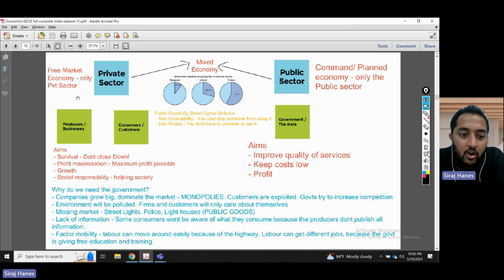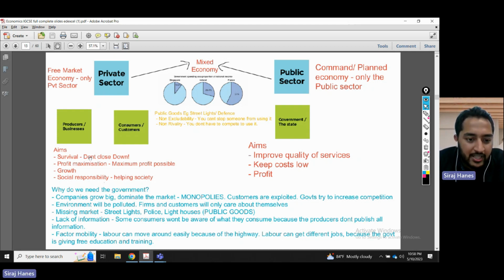On the other extreme, are there countries run only by the government? These are called command or planned economies. Say, for example, North Korea. North Korea is run by the government. The consumers and producers can't do what they want there. There's a whole heap of rules there. Not very favorable rules as well. So it's run by the public sector. So this is called the command economy or the planned economy. It's run only by the public sector, run only by the government, in other words.